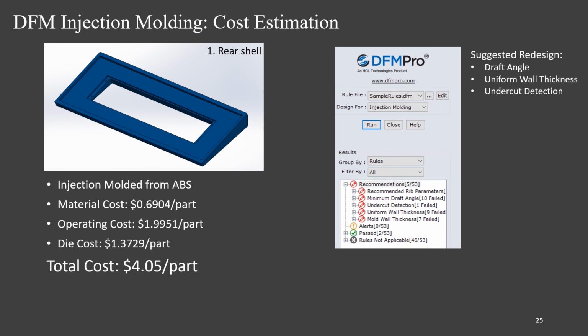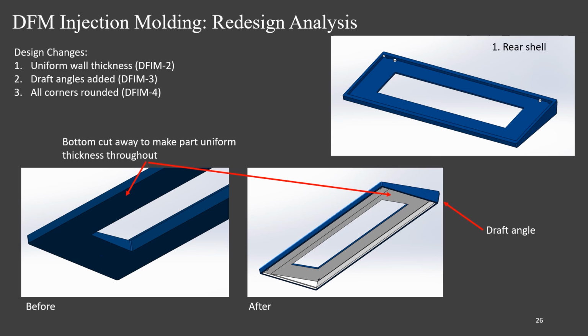We also applied DfM principles to one of our injection molded parts, the rear shell. Manufactured from ABS, it had an initial cost per unit of $4.05. Again, we used DfM Pro to find ways to redesign our part. We redesigned 3 aspects of the part through our application of DfM. We changed the part to have a more uniform wall thickness, both reducing volume and material cost. We also added draft angles and rounded off all of the corners of the part.